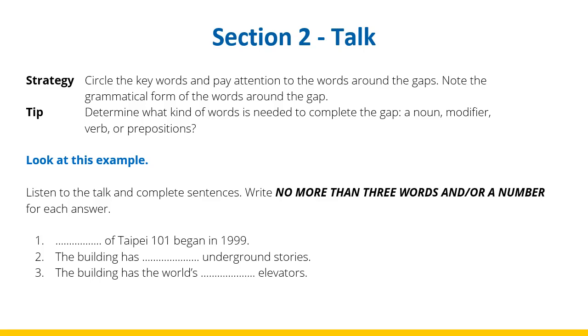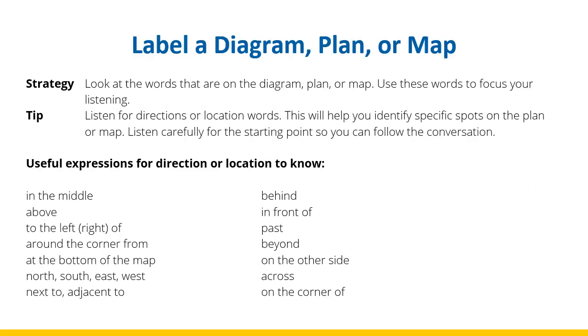And as you see, we have 3 different statements, 3 different sentences in other words. In number 1, you have a gap, followed by "of Taipei 101 began in 1999." When you're completing this kind of task, read it carefully. You can ask yourself, what of Taipei 101 began in 1999? As you see, you need a noun in this case. Make sure you do the same with the following sentences, read them carefully and identify what type of information you need to listen for when you're listening to your recordings.